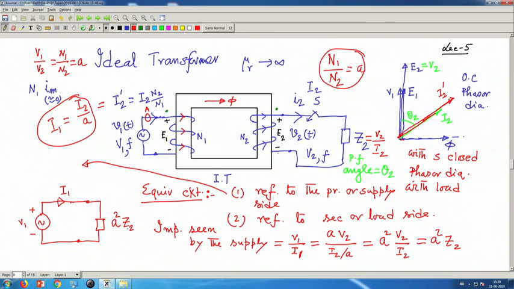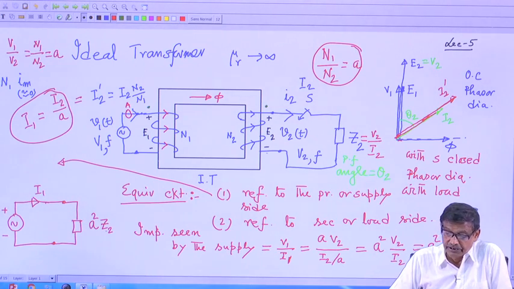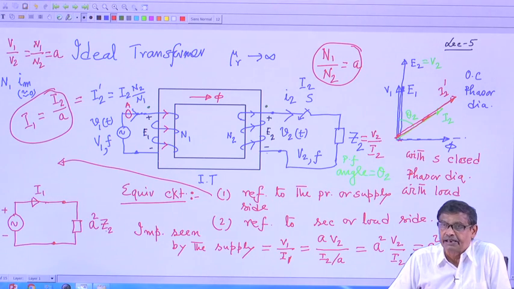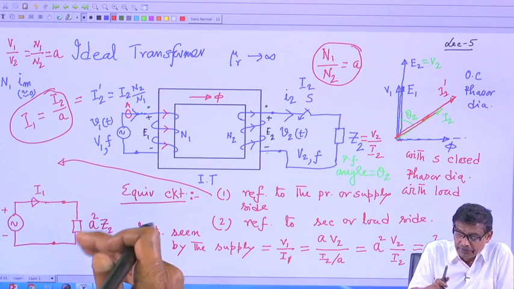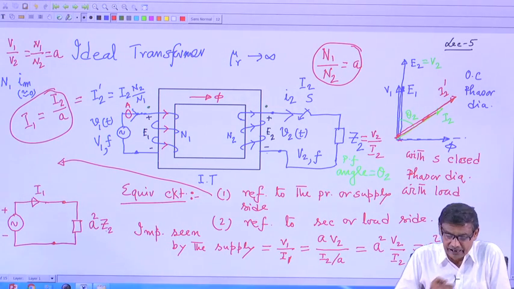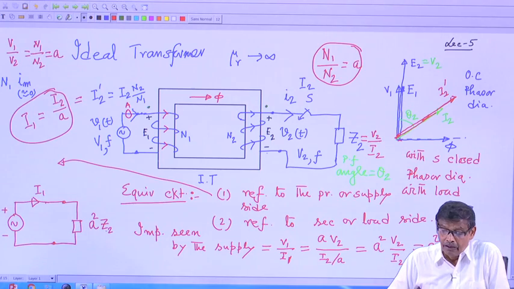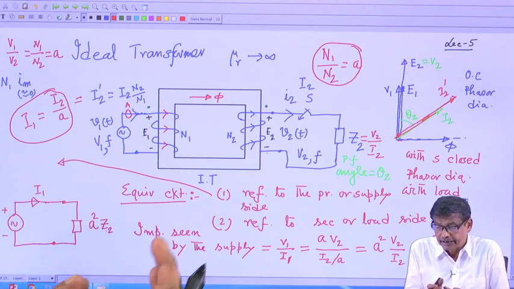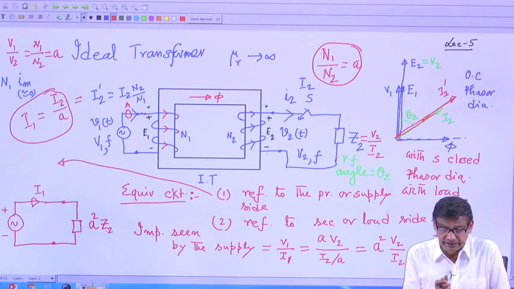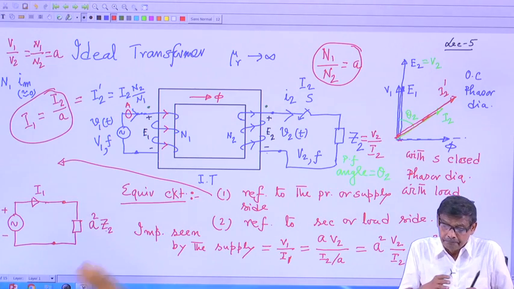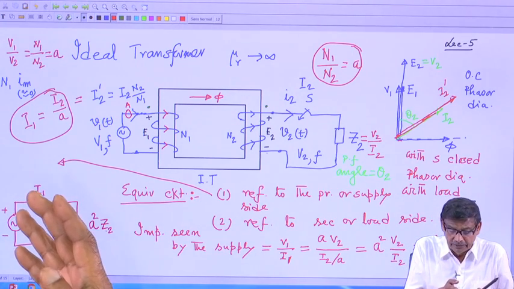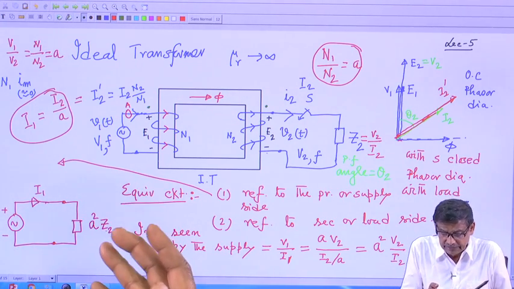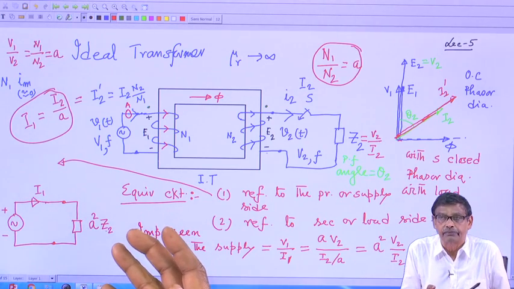Suppose we have connected a 10 ohm impedance, the turns ratio is, say, 10, small a is 10, then a square means 100. So, 100 into 10, it will appear to be a 1 kilo ohm resistance across the supply. So, the equivalent circuit referred to the supply side means that across the supply, the effective impedance that has been connected is a square Z2.